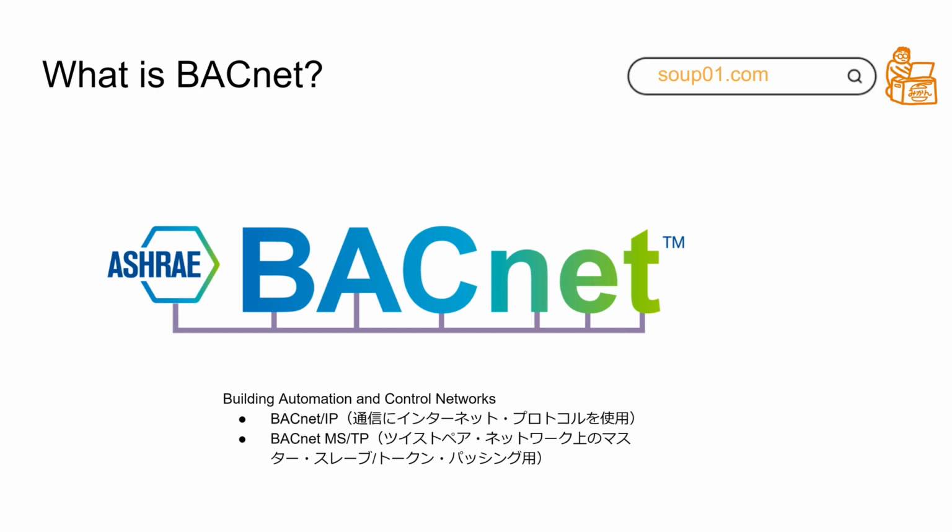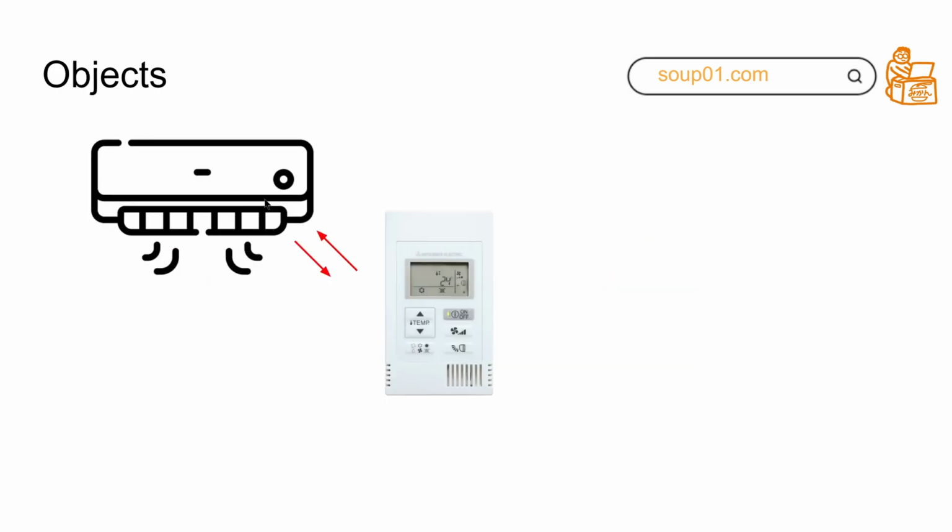There are some common profiles used in this market. For example, BACnet IP uses the IP protocol, and there is also BACnet MSTP, which is a twisted pair protocol based on RS485. Okay, and then I will explain some important concepts of BACnet.